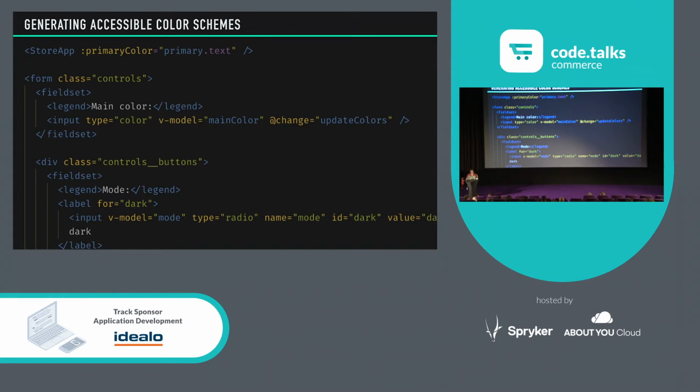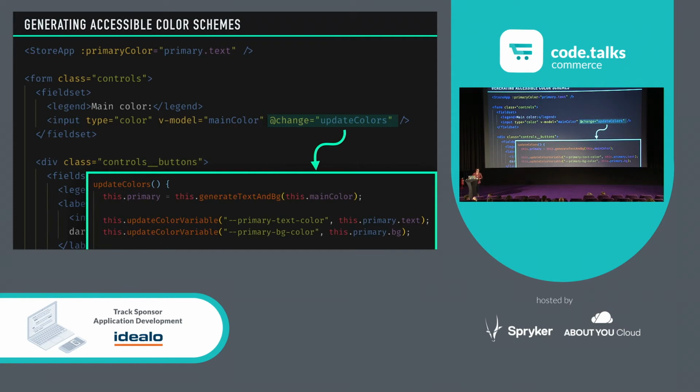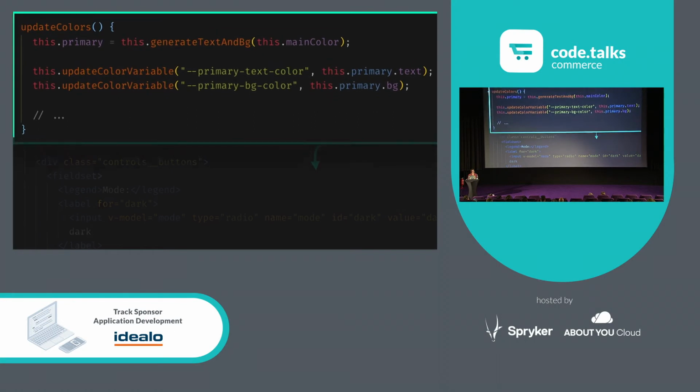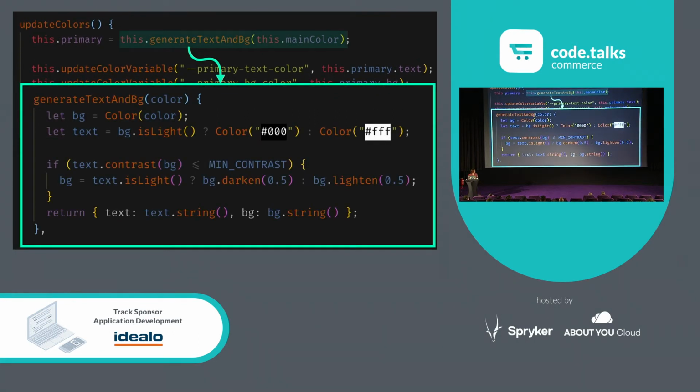And then I have the input, again, with the type color, and the update colors method that is going to update the variables in my CSS. The only difference here is that instead of just saving the color that the user selected to the CSS, I'm actually passing this color to this generate text and background method. And what this method does is that it checks if the color that the user selected is light, and then it decides to show the text in either black or white.